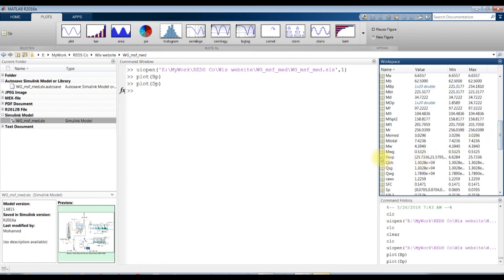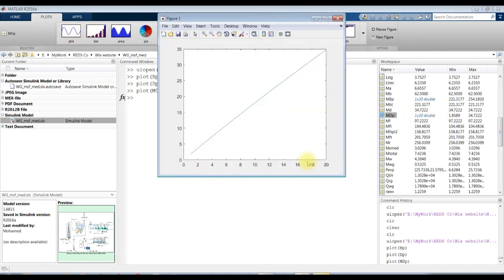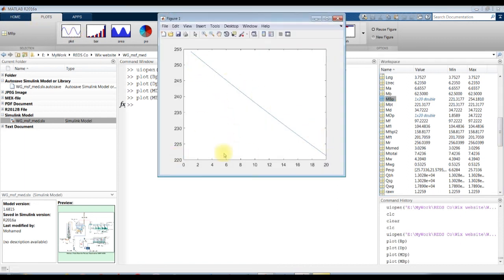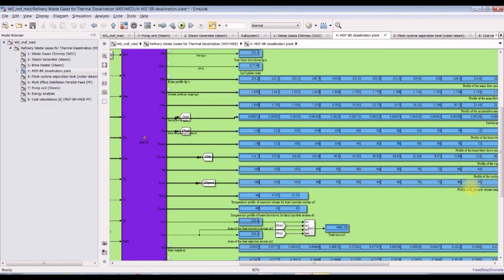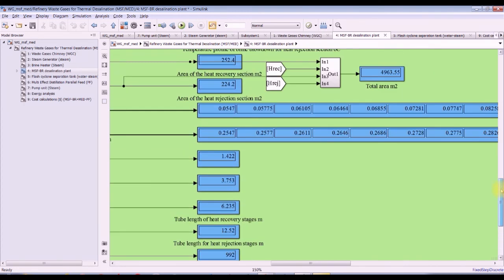I think this is, and this is for MSF. Yes, 20 stages. Distillate, accurate distillate, and this is brine profile per stage, and so on. So you have many parameters to address, and design parameters, areas, tube lengths, and so on.